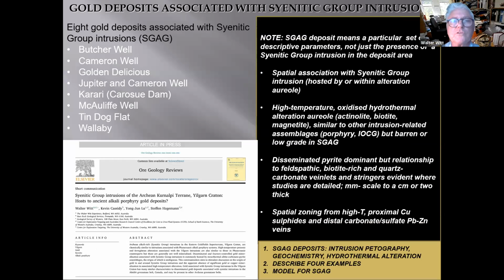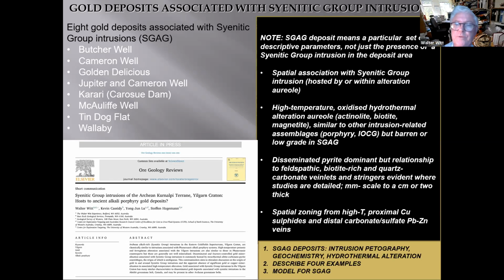So gold deposits associated with syenitic group intrusions, or SGEG deposits, are spatially associated with syenitic group intrusions and hosted either by them or within their alteration aureole. That alteration aureole comprises high temperature oxidized hydrothermal alteration containing minerals like actinolite, biotite, and magnetite, which are similar in some ways to other intrusion-related deposits, including porphyry and IOCG deposits. But in the case of SGEG deposits, these alteration aureoles are generally low-grade or barren.